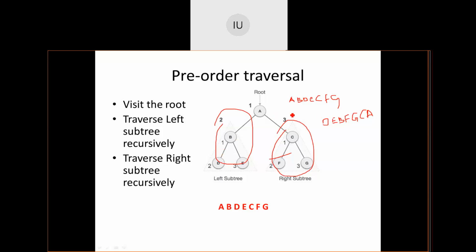In pre-order, A will be the first node. In post-order, A will be the last node. Are you all getting this, or any doubt you have? I hope you are getting this.